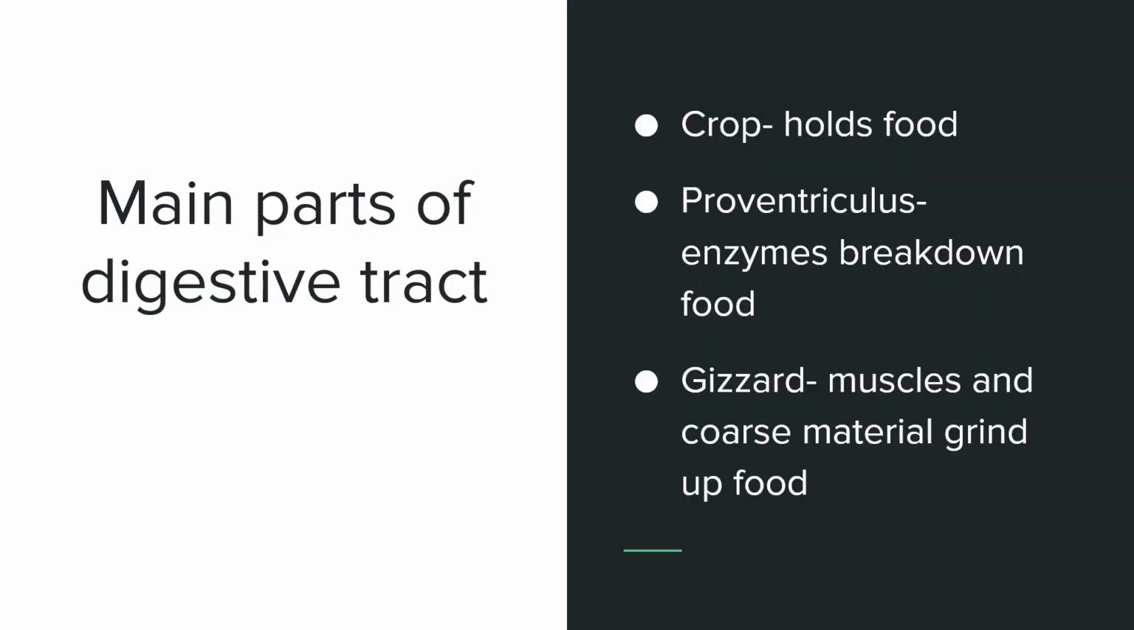So main parts of your avian digestive tract is going to be your crop, which holds the food. We have a proventriculus, which is where the enzymes break down the food, and then we have a gizzard, which are the muscles and coarse material that grind up the food.